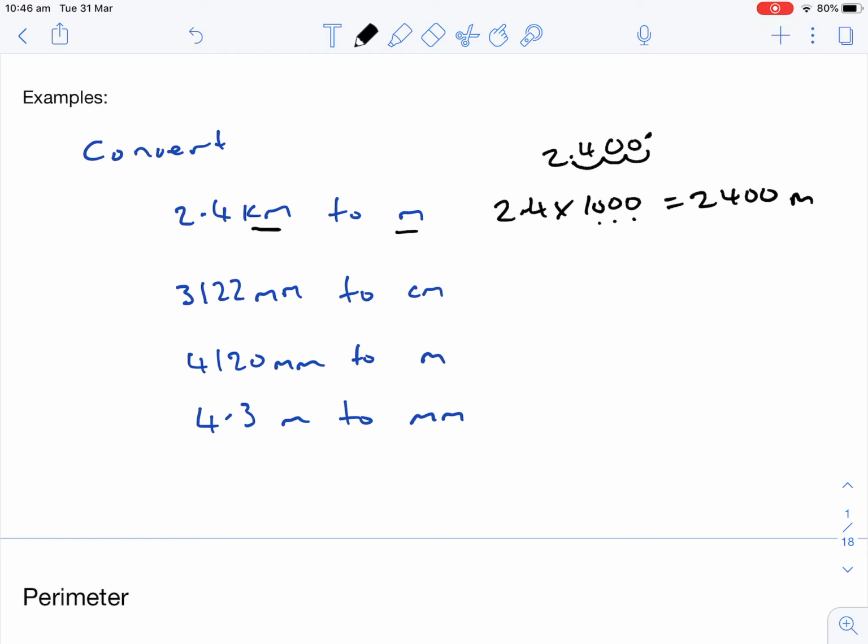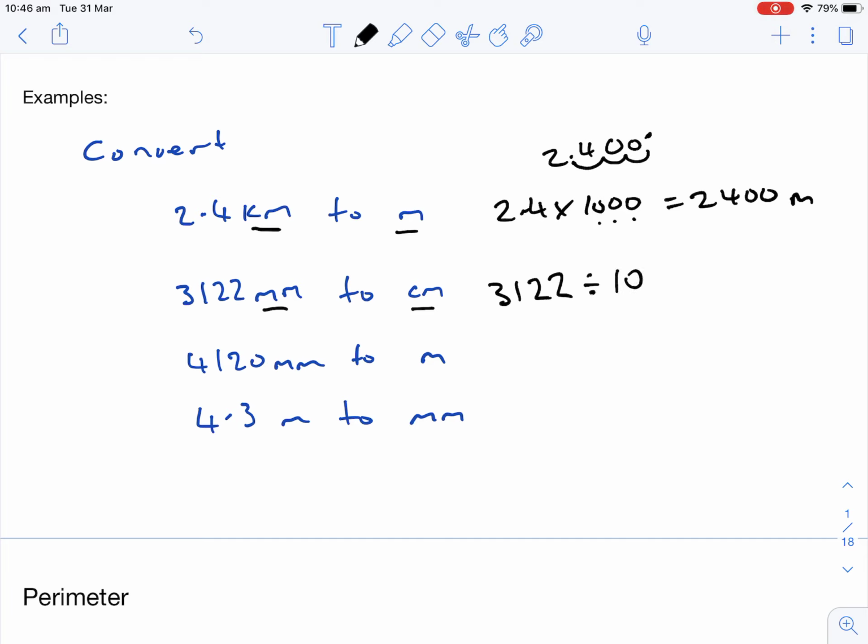When I do the next one, I'm starting from millimetres and I'm going to centimetres. So in this case, I'm going to expect my answer to get smaller, because there's fewer centimetres. I need 10 millimetres to make 1 centimetre. So I know as I go to centimetres, my number's going to get smaller by a factor of 10. So I'm going to write down the initial number they've given me, 3,122. I know my answer is going to get smaller, so I'm going to divide by 10.